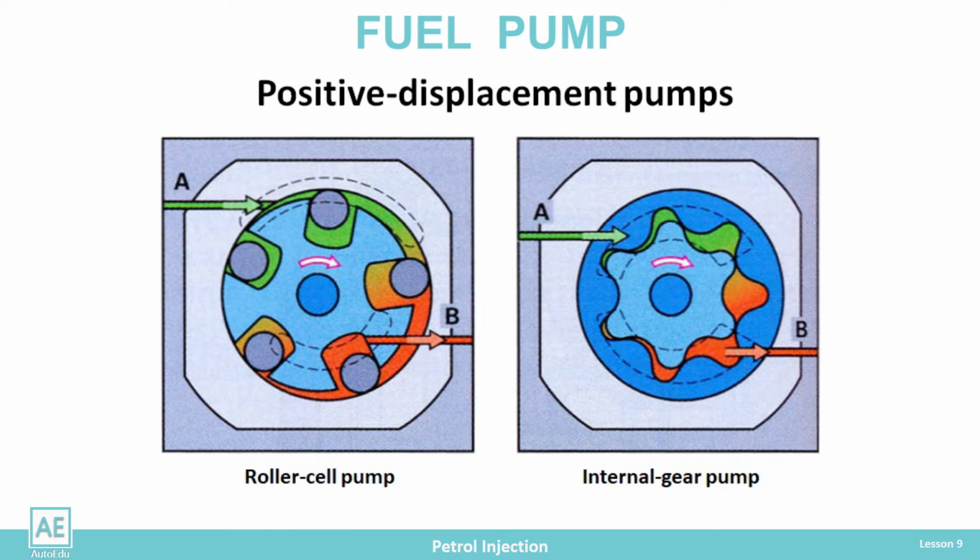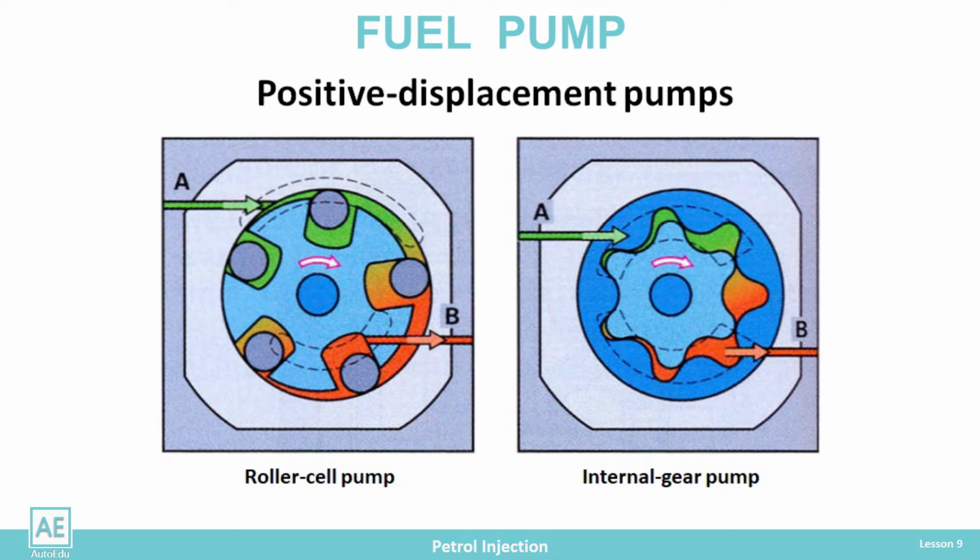Positive displacement pumps directly feed the injection system. They enable a system pressure greater than 4 bar and have a high delivery speed at low voltages. However, these pumps are noisy during operation and sensitive to the appearance of bubbles in the heated fuel. There are two types of positive displacement pump impeller, a roller cell pump and an internal gear pump.